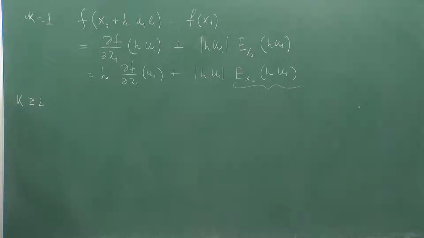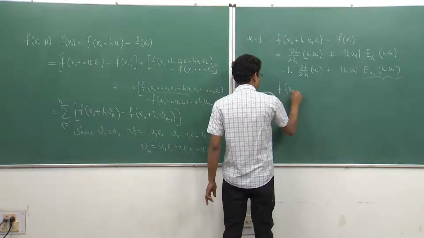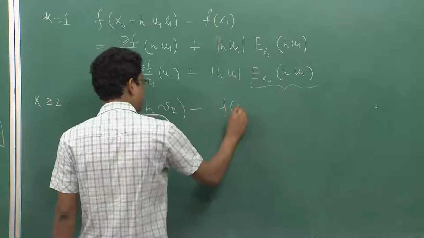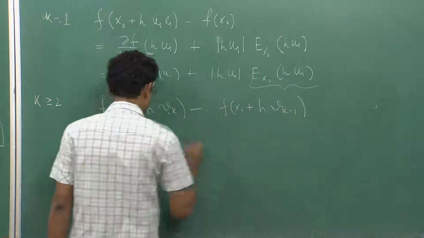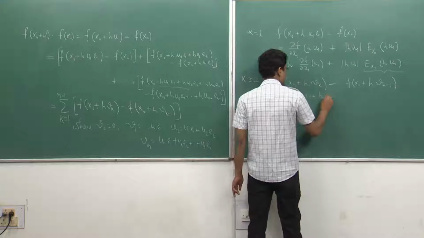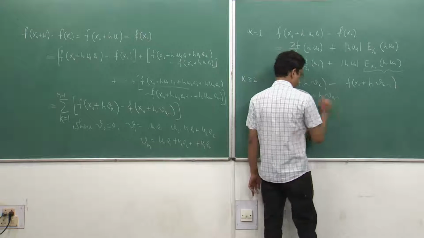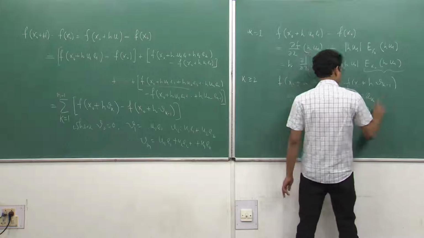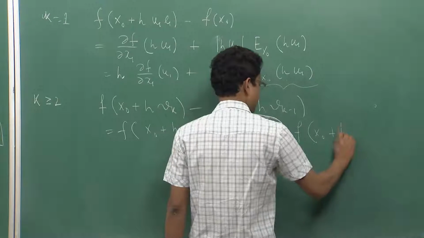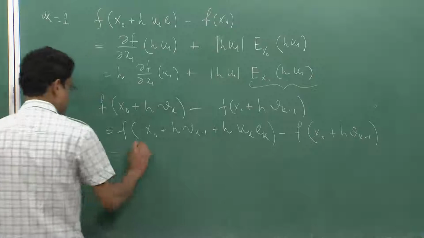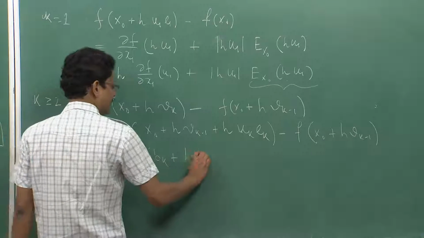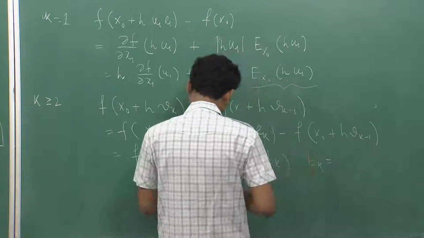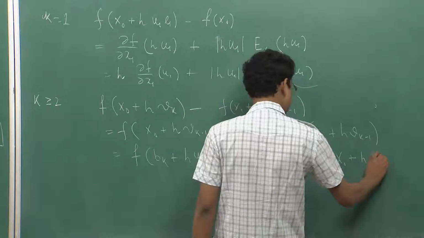Now, for k greater than or equal to 2, consider f of x naught plus h v k minus f of x naught plus h v k minus 1. This I write as f of x naught plus h v k minus 1 plus h u k e k minus f of x naught plus h v k minus 1, which is f of b k plus h u k e k minus f of b k, where b k equals x naught plus h v k minus 1.